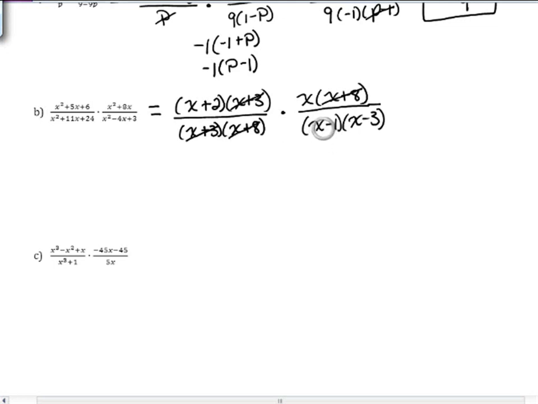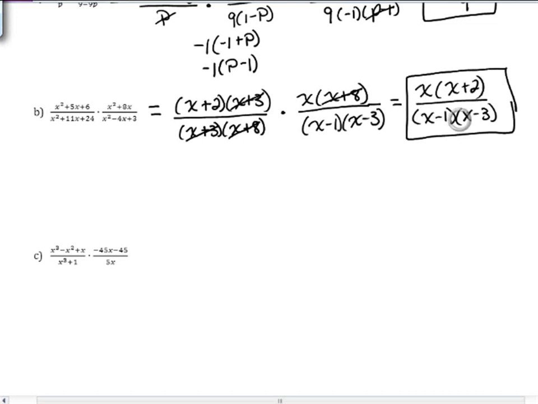And then we don't have an x minus 1 up on top or an x minus 3 on top, so those need to remain in the denominator. So we have this x on the top and the x plus 2. And in the denominator, we have the x minus 1 times x minus 3. And you don't need to worry about multiplying this out. You can leave your answer just like this in the factored form.